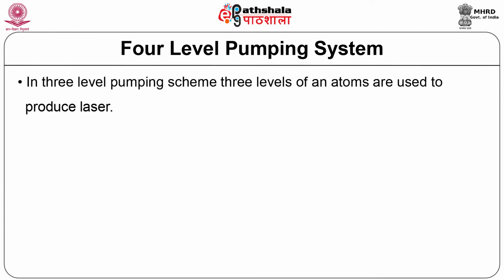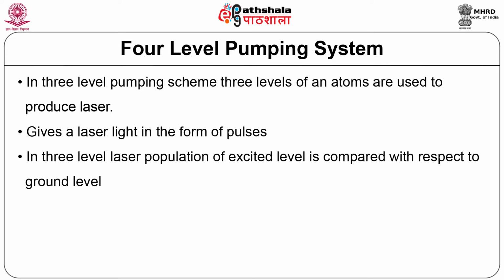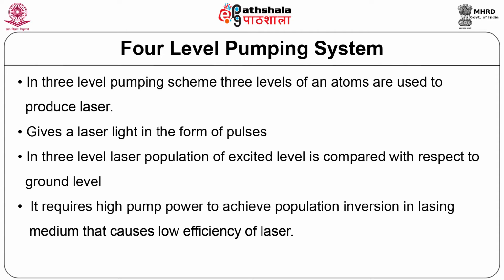Let us see the 4-level laser system. In the 3-level pumping scheme, 3 levels of atoms are used to produce laser, but in most cases this scheme gives laser light in the form of pulses. In a 3-level laser system, the population of the excited level is compared with respect to the ground level, and hence it requires high pump power to achieve population inversion in the lasing medium, which causes low efficiency of the laser.